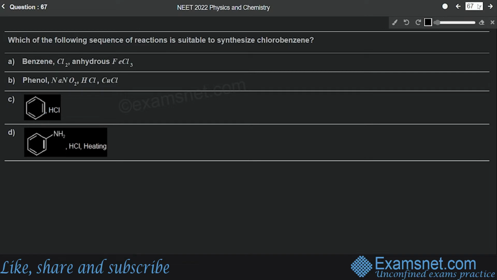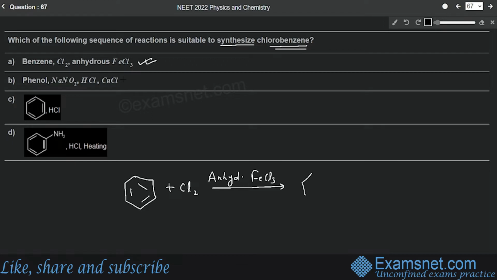Question number 67 is again from the chapter haloalkanes and haloarenes, and the question is which of the following sequence of reactions is suitable to synthesize chlorobenzene? Okay, so out of the given options, option A will be the correct answer because simple halogenation of benzene will take place to form chlorobenzene. So the required halogen here is chlorine. So benzene will react with chlorine in the presence of anhydrous FeCl3 to give chlorobenzene.